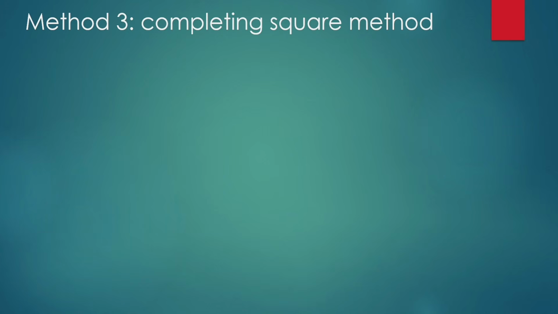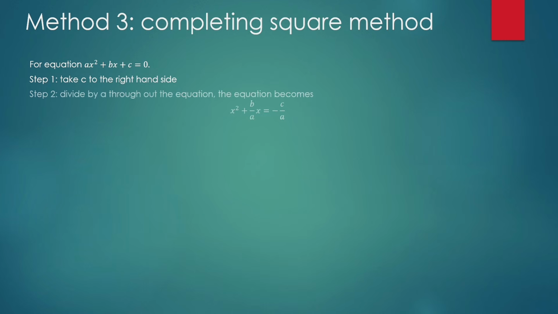So going to the final method, which is the best as for me because it gives all the details, it's what we call the completing square method. For this one, having our quadratic equation, which is ax squared plus bx plus c is equal to 0, for step 1 you just need to start by taking the constant c onto the right hand side.